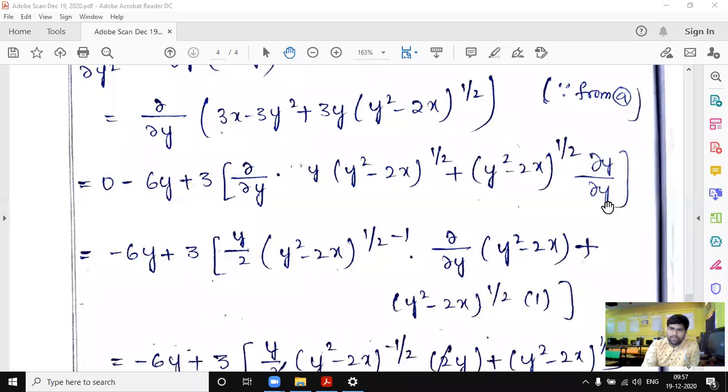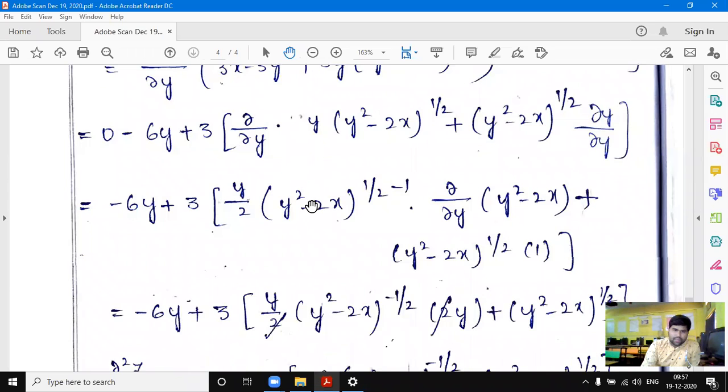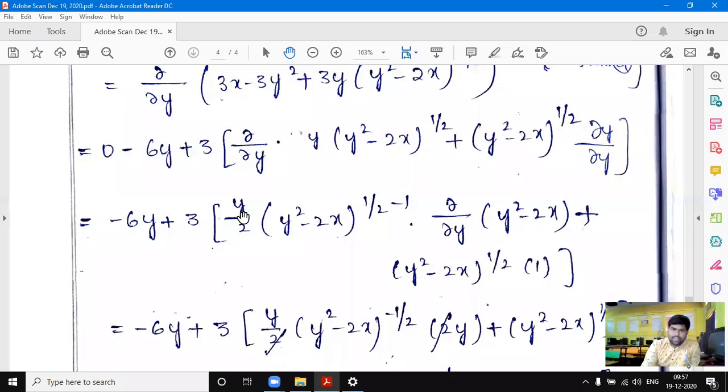So that is ∂/∂y. Here we are treating y as a constant, then y into, we are partially differentiating this (y² − 2x). It is the same, the y to the power n formula: n into x to the power n − 1, where n means 1/2. So 1/2 into y is y/2.